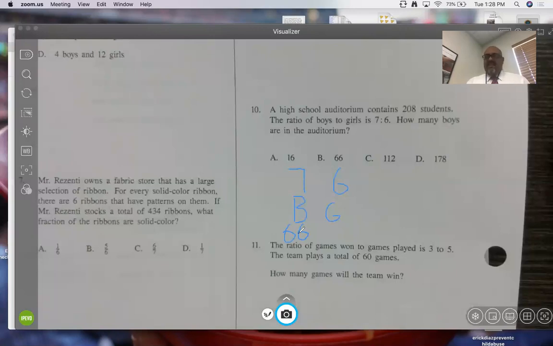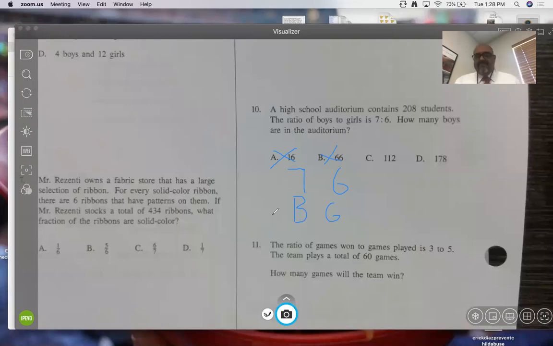It does not. So we know that that's not a good answer. Does 7 go into 16? It does not. Does 7 go into 178? It does not. Does 7 go into 112? It does. We actually don't even need to calculate it any further.